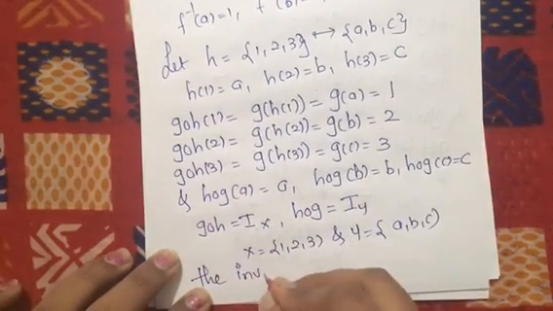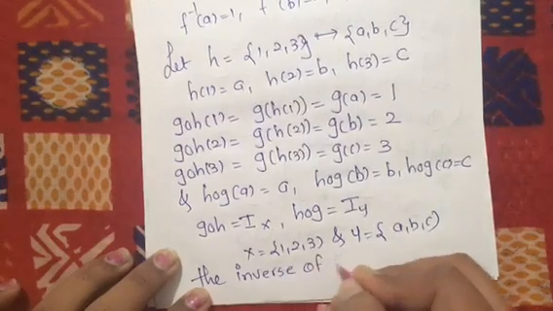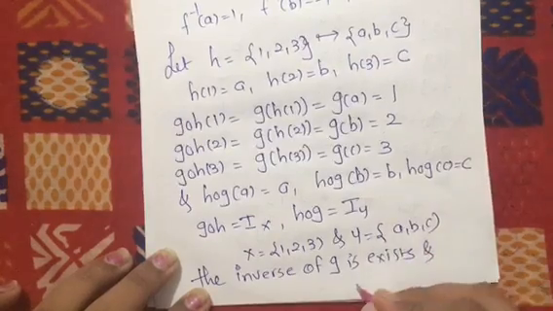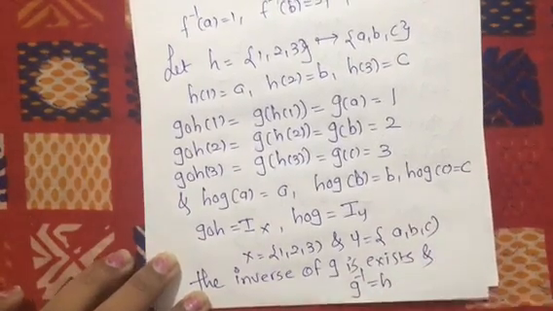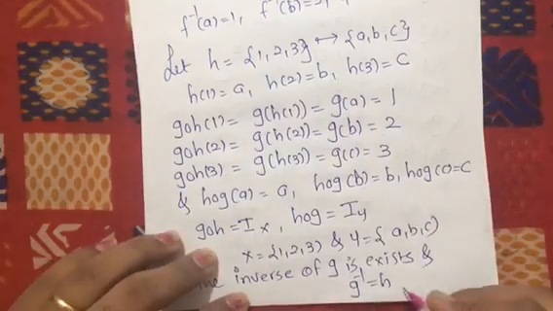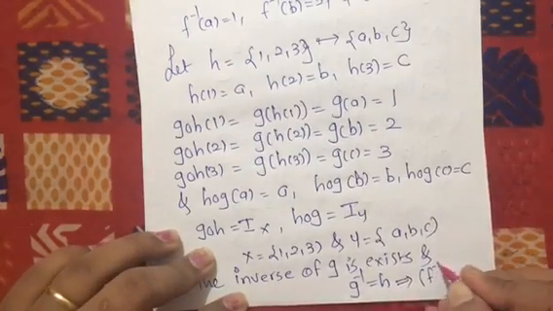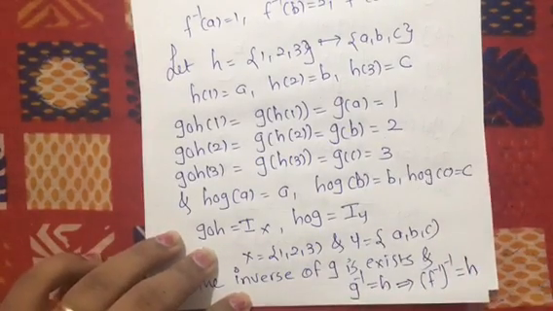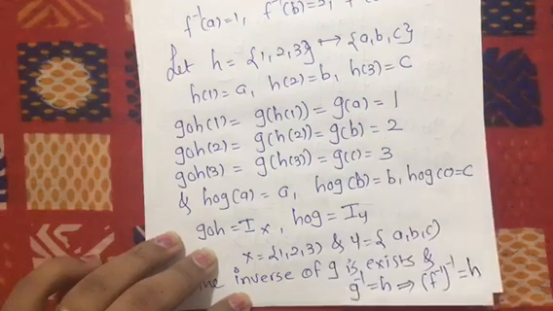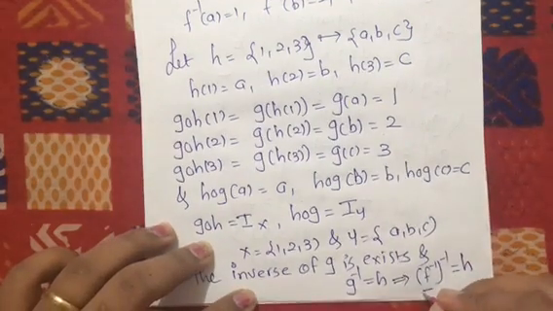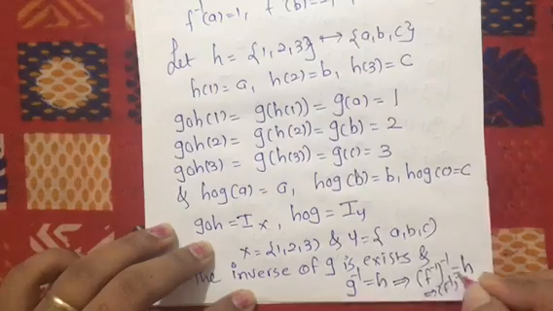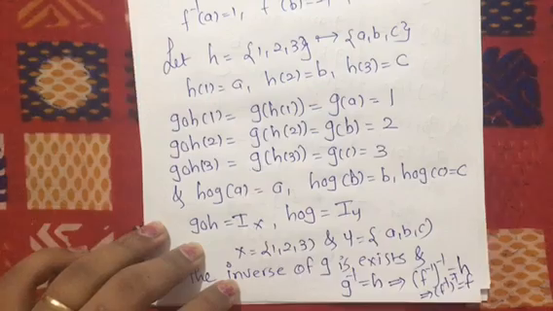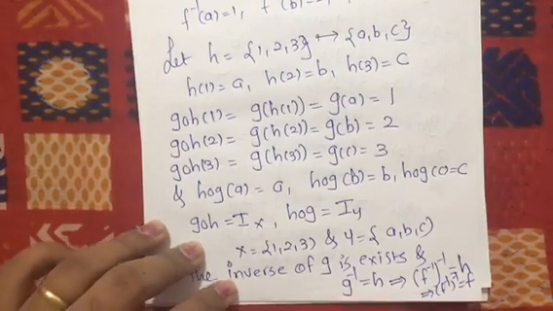The inverse of g exists and g inverse is equal to h, which implies, what can we write in place of g? f inverse of inverse is equal to h, but you can see that h is the same function as f, so we can prove that f inverse of inverse is f. Hence we proved. Okay, so we will just stop here. In the next video we are going to continue with exercise 1.3. Thank you.